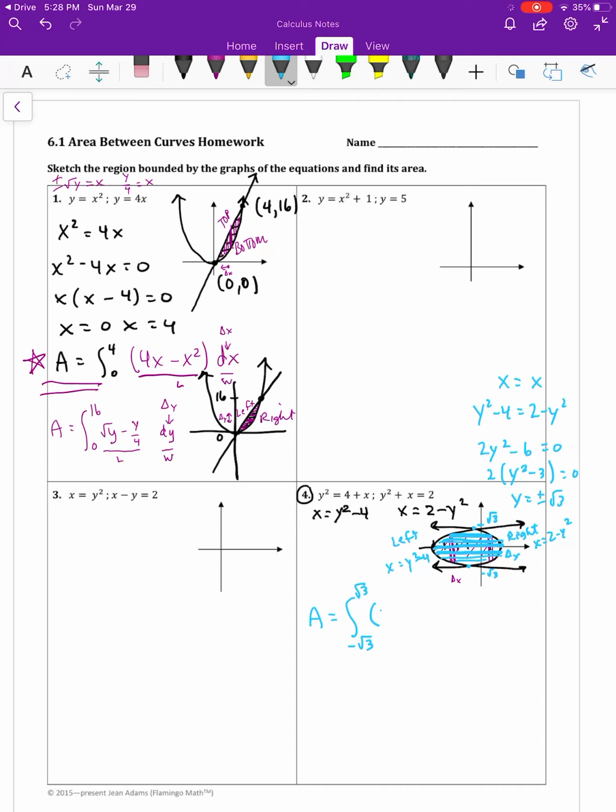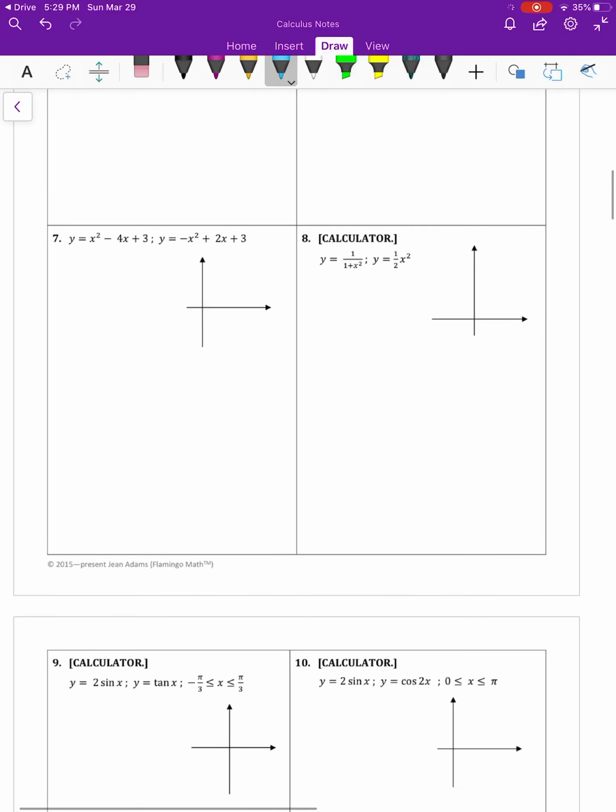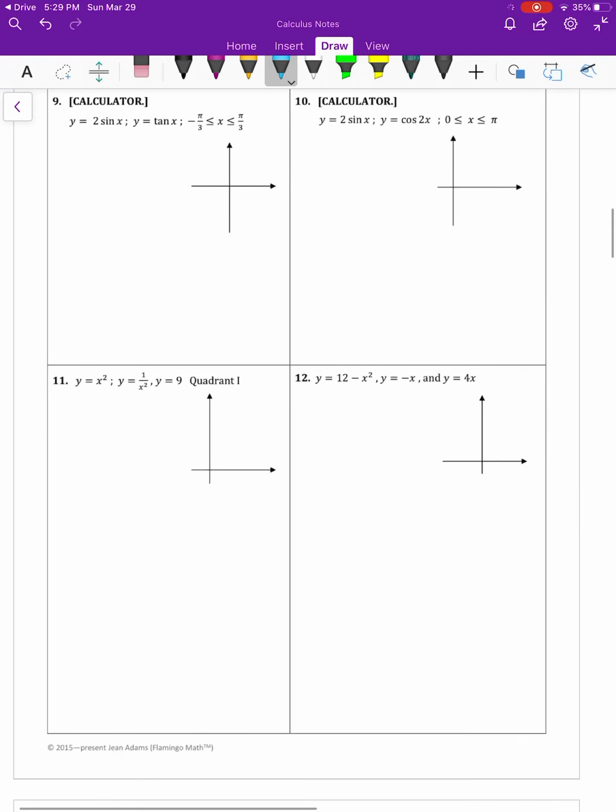These are y values. So you're talking about your y integration here from negative square root of 3 to positive square root of 3 of the right function, 2 minus y squared, minus your left function, y squared minus 4, dy. Okay, so this one I definitely would have used y integration on.